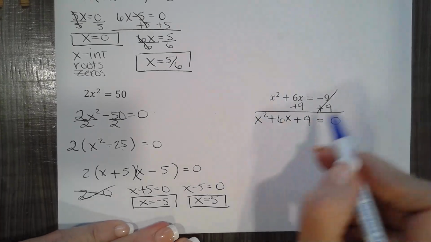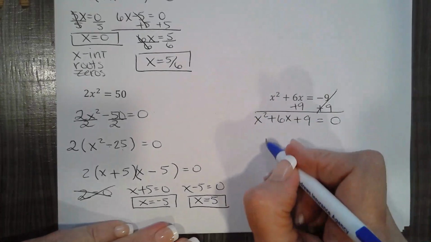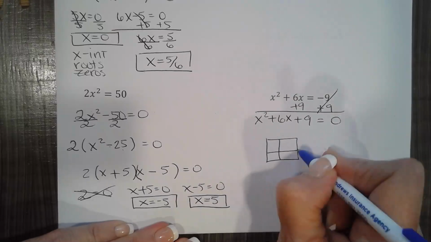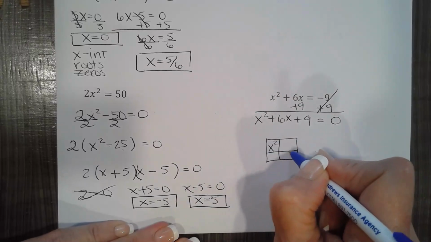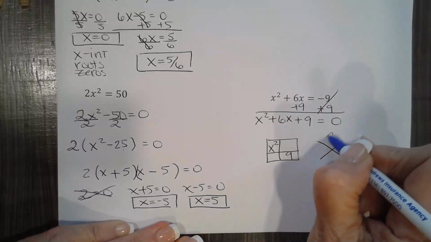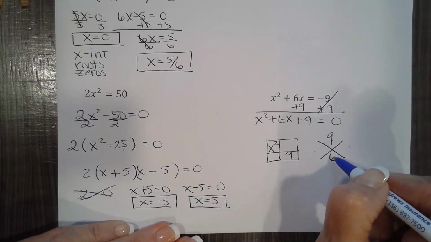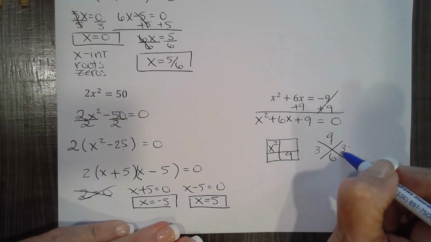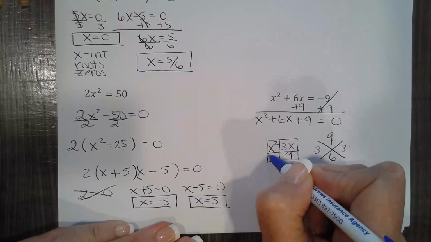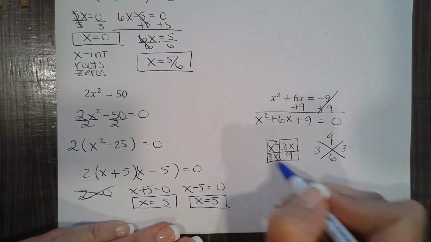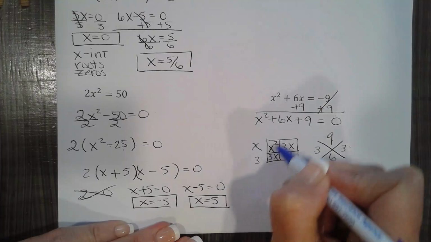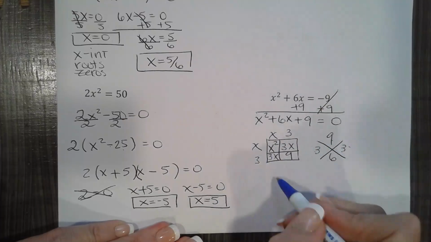Okay, now I'm going to factor this using our trinomial method. Okay, need the magic numbers here that multiply to 9 and add to 6. They are 3. Put your x's here also. Greatest common factors are x and 3, x and 3.